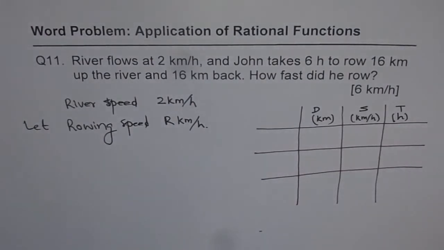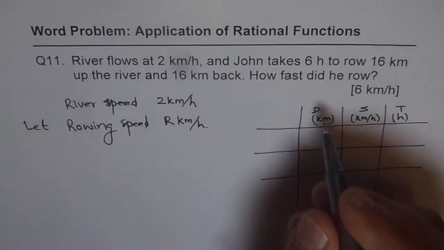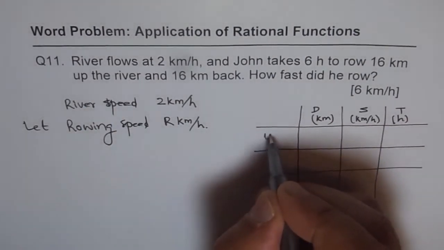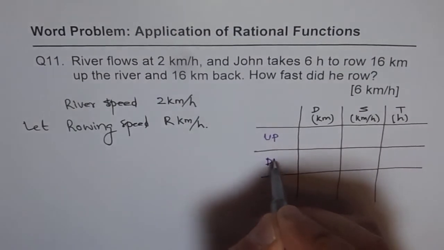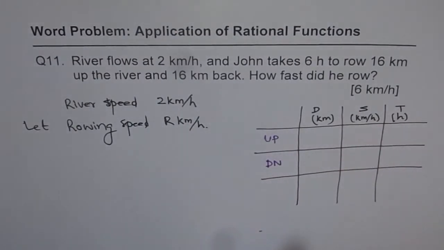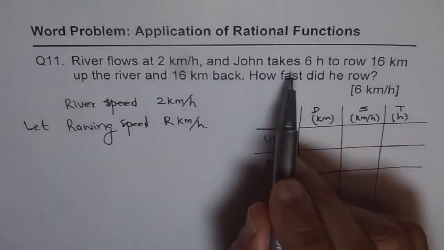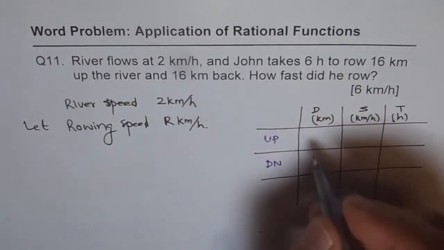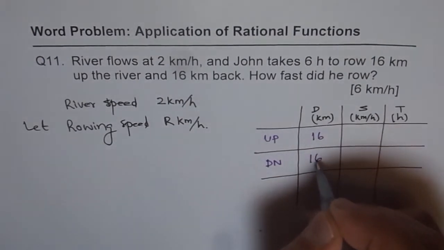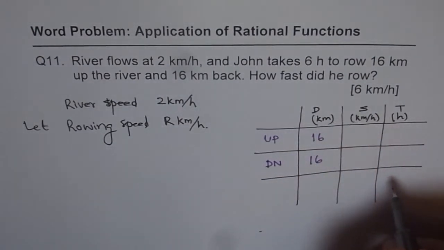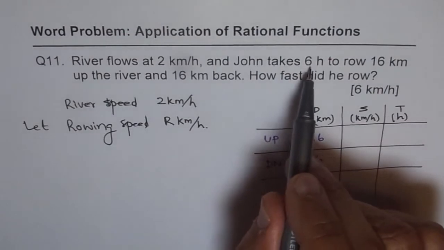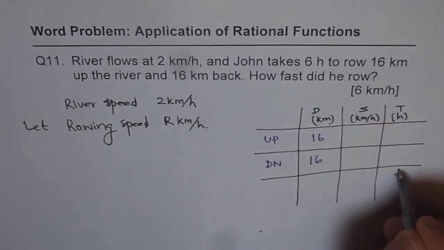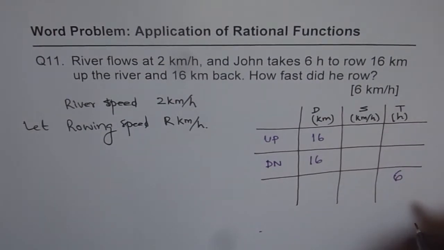Now what are the two events? The two events are that John is rowing up the river and then back. So let's say this is up and this is down. What is the distance? 16 kilometers up the river and 16 kilometers back, so this is 16 and 16. And the total time given to us is 6 hours, so the total time will come here, which is 6 hours, right?